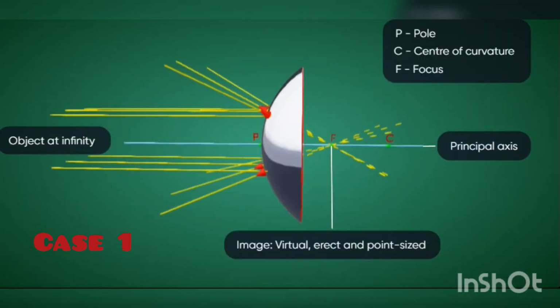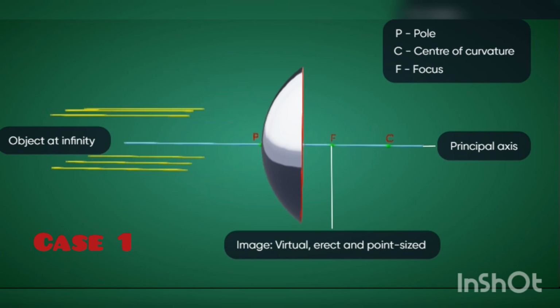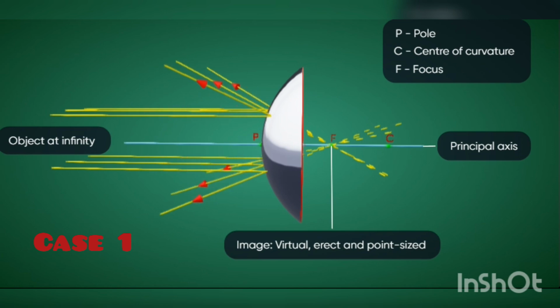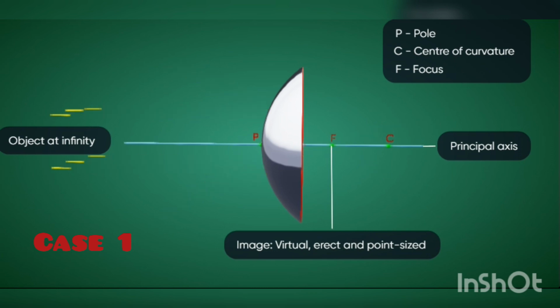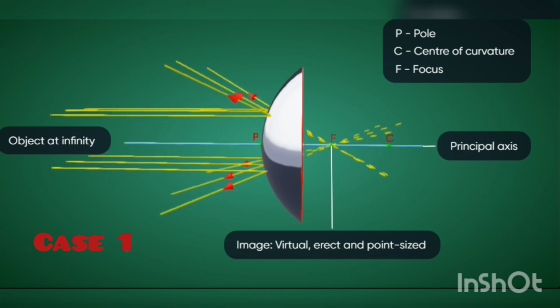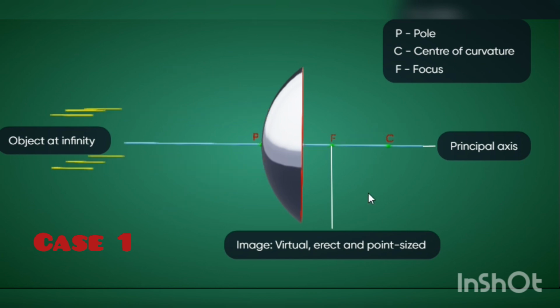So first let us see what happens when the object is placed at infinity in case of a convex mirror. Infinity, already I told you, infinity means when the object is at a far off distance. So here you can see that the image is forming at the virtual focus, that is behind the mirror. So it is highly diminished, that is much smaller than the object, and it is virtual and erect.